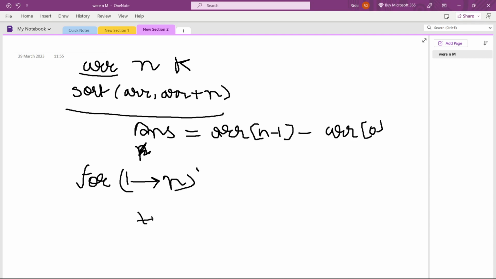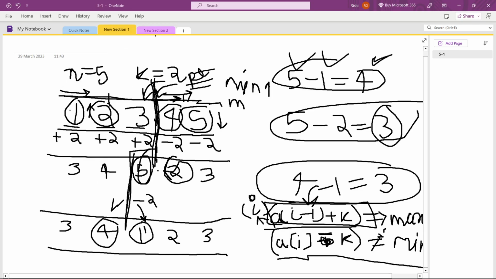my temporary minimum number will be the minimum of my already minimum number. And what is my already minimum number? It's array of 0 plus k. And why so? I can say initially what I have said, like there is a case where I have to increase the minimum and decrease the maximum. I have said that. So this is the minimum. I have to increase this. It became 3. This is the maximum.